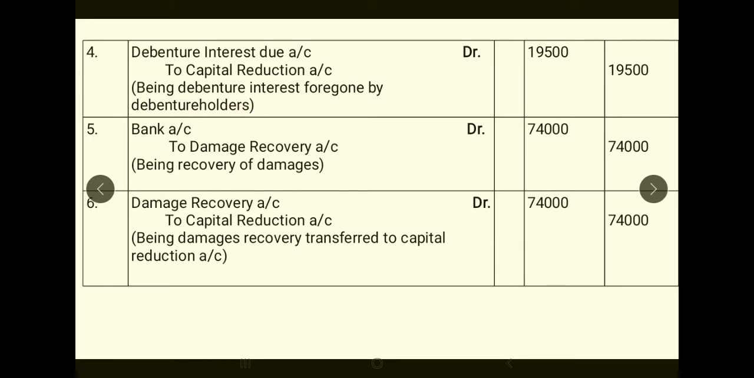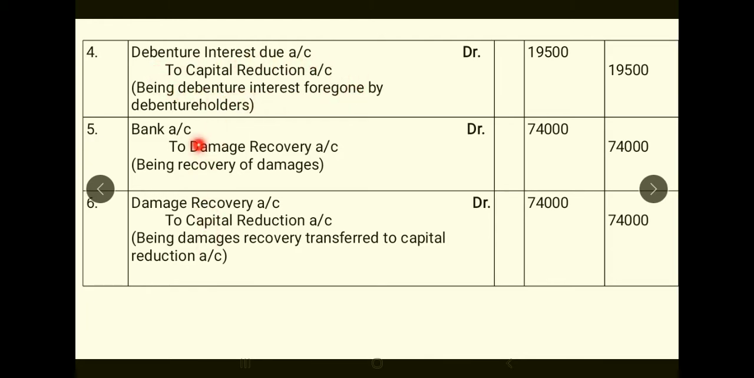Arrears of preference dividend foregone, there will be no entry, whereas debenture interest foregone you will have an entry, because debenture interest is a regular liability. It is a compulsory payment that has to be done and they're foregoing it, whereas arrears of preference dividend is not a compulsory payment. Only if there are sufficient profits, or if the directors have decided to pay, only then the preference dividend will be paid. And that's why if it is foregone, there will be no entry. It's not a regular liability, whereas debenture interest is a regular liability. It's a compulsory payment that has to be made to the debenture holders, and that's why if it is foregone, you transfer that amount to capital reduction account.